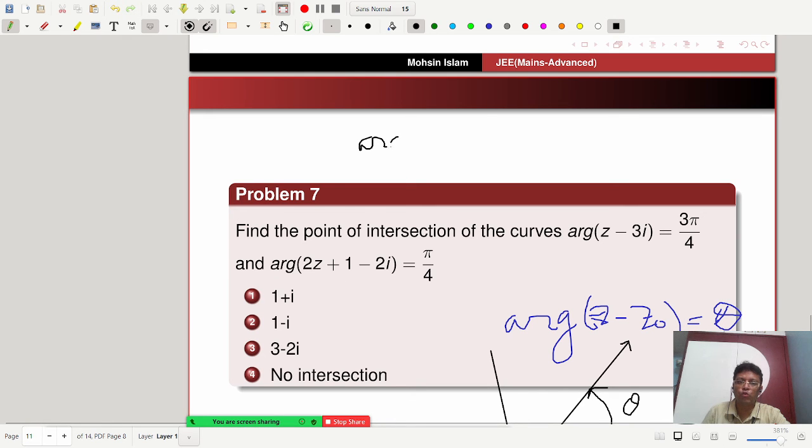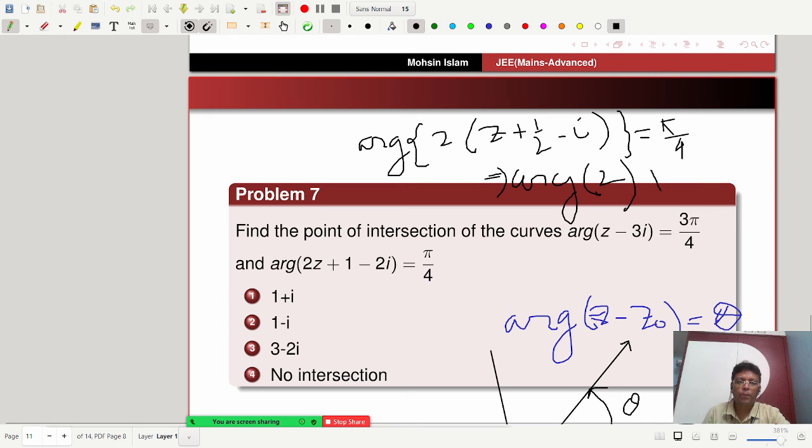So you have to do a little bit of calculation. You can write argument of 2 into z plus half minus i equal to pi by 4. The argument of a product is the sum of the arguments, so argument of 2 plus argument of this whole complex number equals pi by 4. And you know that argument of 2 is 0. Argument of 2 is a real number, so a real point has argument 0.